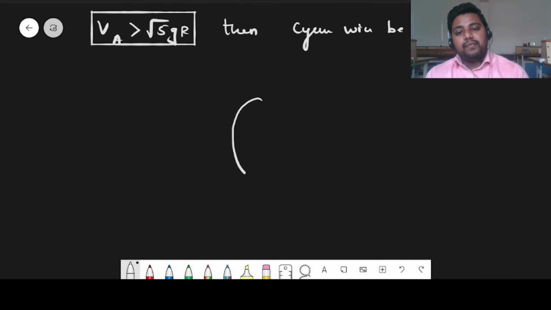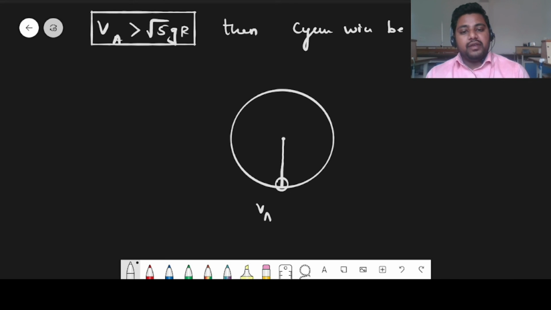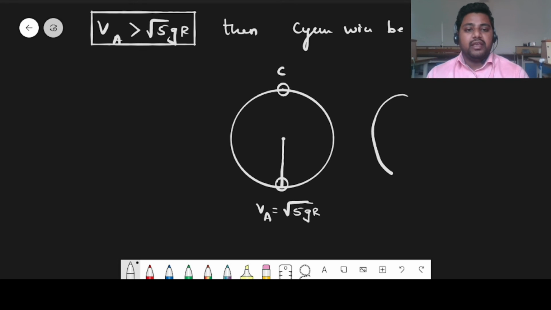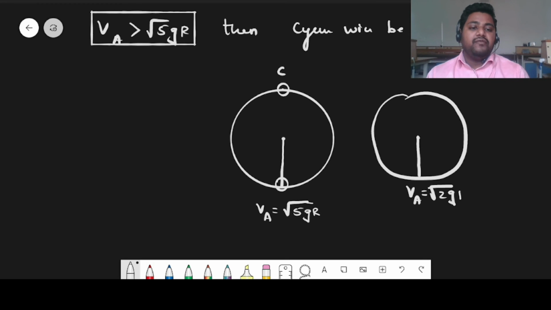Now if you want to relearn it, the initial velocity that you have to give here, va, is equal to root 5 gr if it has to reach the maximum height, if it is to reach point C. Then the initial velocity at point A should be equal to root 2 gr if it has to reach point B.